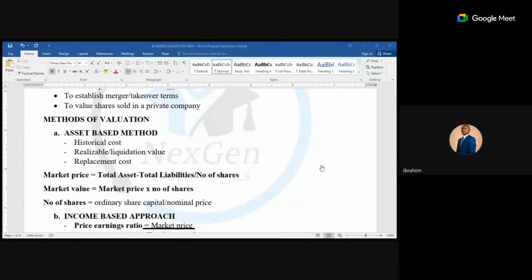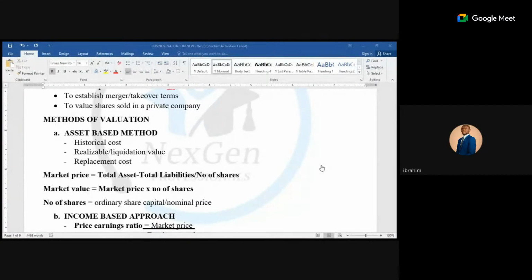You'll be given in the question the current price or the current cost of the asset. The question will state, use the asset-based method. In fact, they will even mention the historical cost, realizable and replacement costs, in some questions, not at this level though. Let me not mention that part. Let's just move on.